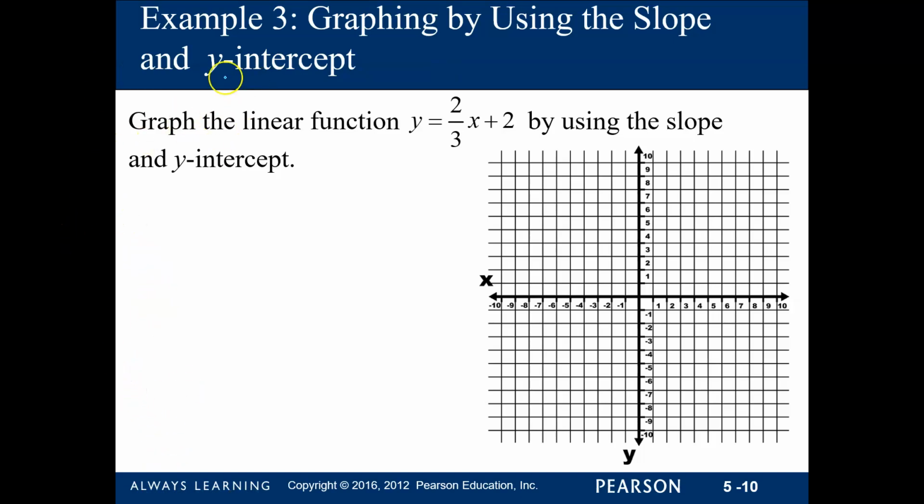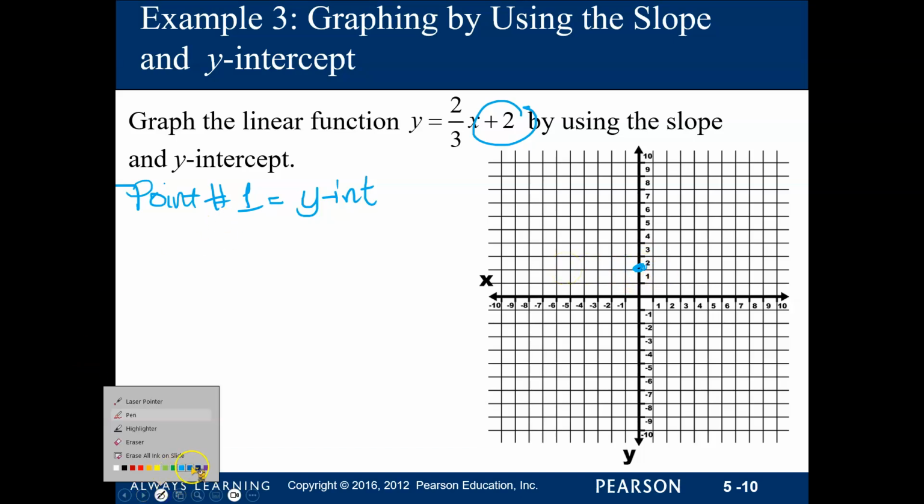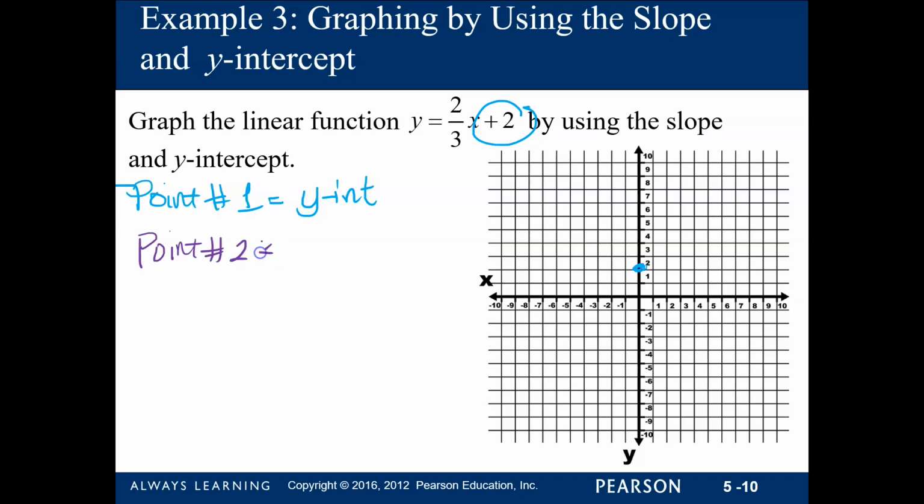So again, point number 1 is always the y-intercept. And according to this, our y-intercept is positive 2. So we already know that there is a point on the y-axis at 2, so it's going to be this part here. There's a point there, given. You need a second point, and how do we do that? So point number 2, we use the slope. We're not going to graph 2 over 3.